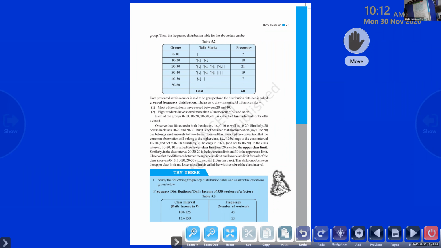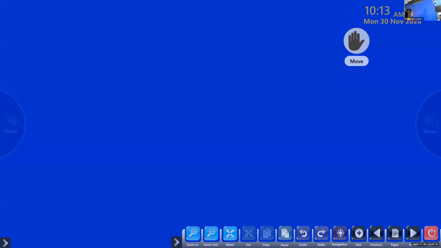So, frequency distribution of daily income of 550 workers of a factory. Class intervals are given: 100 to 125, 125 to 150. That classes we will write on the other side because the remaining part is on the other side. So, 100 to 125. We should write this.